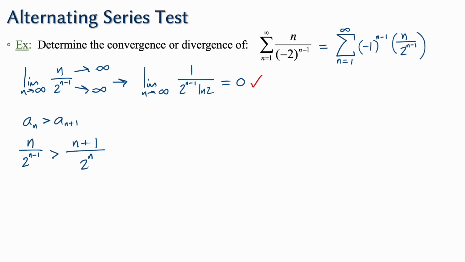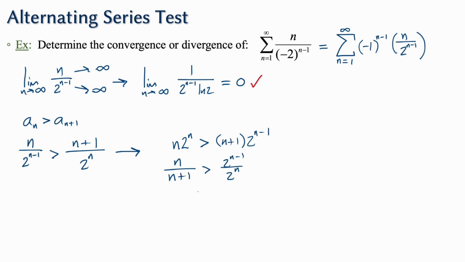So doing that, if I cross multiply, I'm going to get n times 2 to the n is greater than n plus 1 times 2 raised to the n minus 1. Now, the next step is to gather my n's on one side. So I'm going to divide by n plus 1 over here, and then take my 2 to the n plus 1 and divide that by the 2 to the n, because I think this is going to be easier for me to understand what's going on.